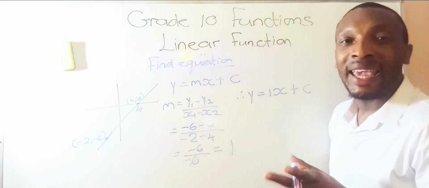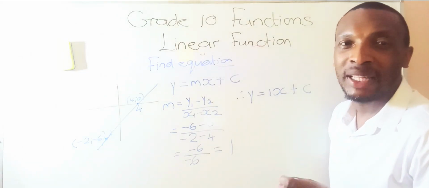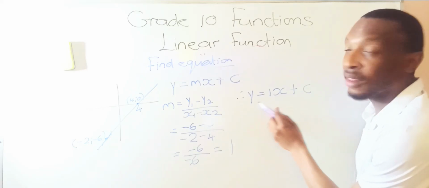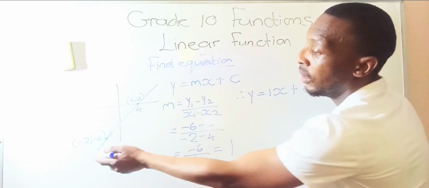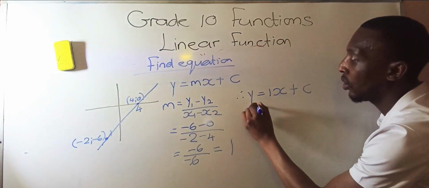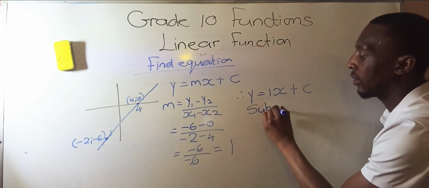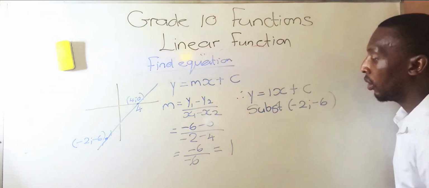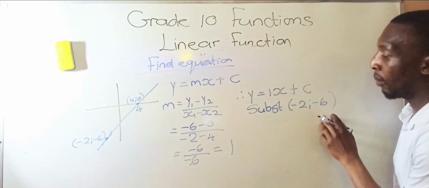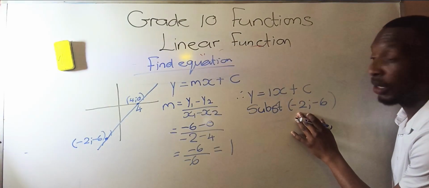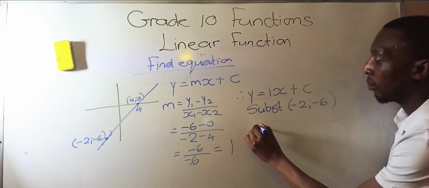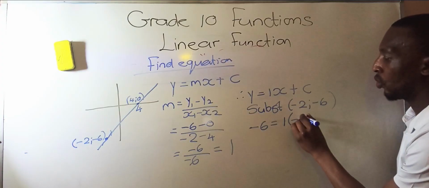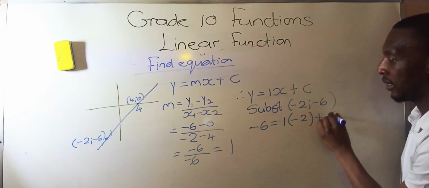You're going to take the coordinates of any point that lies on this line, and put the x coordinate there and the y coordinate. So any of those two, let's take that one there. Let's substitute -2, -6. Where I see a y, I'm going to put a -6. Where I see an x, I'm going to put a -2. So it means that -6 is equal to 1 times x, which is -2, plus c.